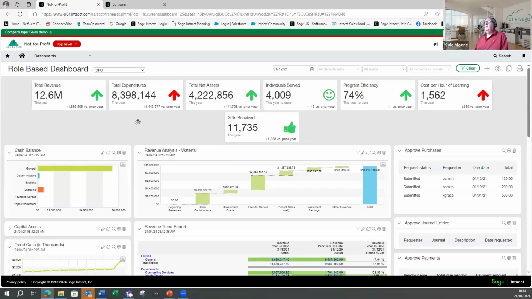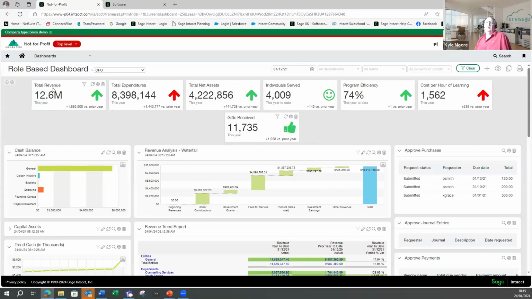So the first one we can see here is a role-based dashboard for a CFO, Chief Financial Officer, which gives us a variety of functions and a variety of information at our fingertips. The first thing we can see at the top of the screen is what are called performance cards. They take information from all different parts of the accounting system and mash them together to give you a headline bit of data.